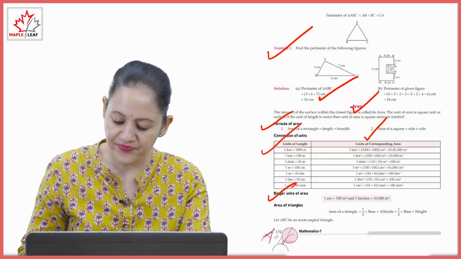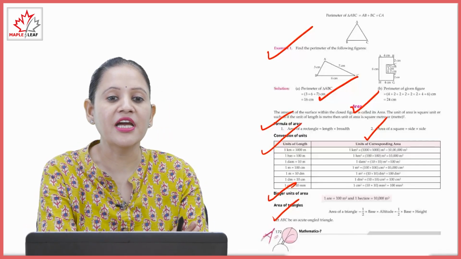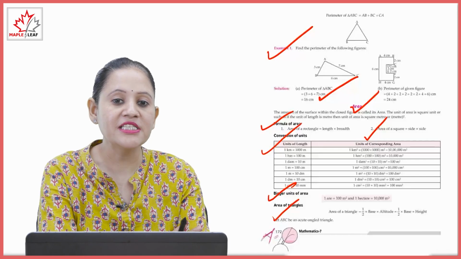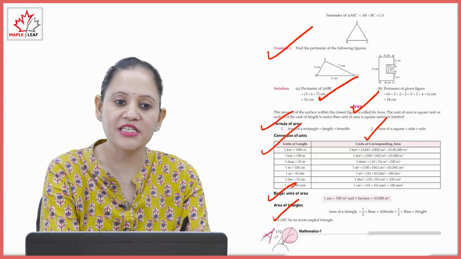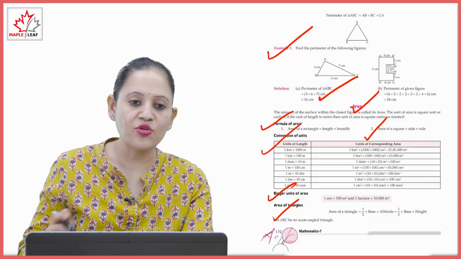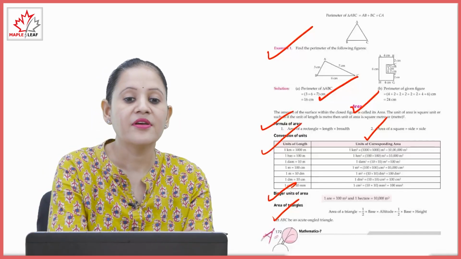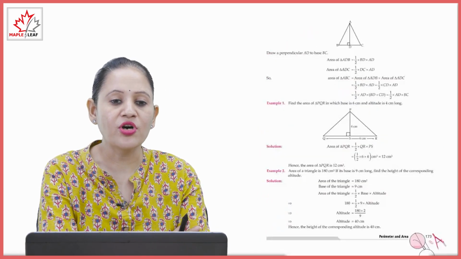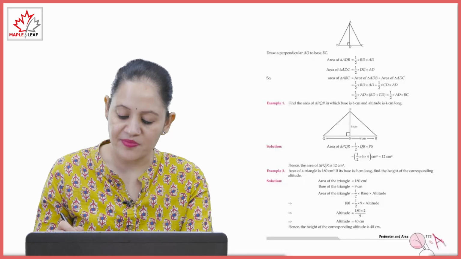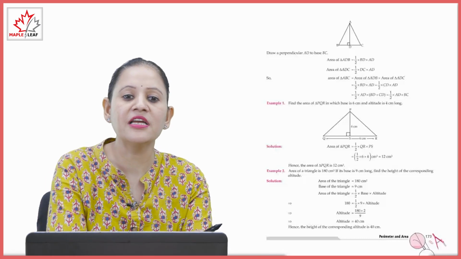Area of triangle. Area of triangle is 1 by 2 base into altitude, 1 by 2 base into height. Let A be an acute angle triangle. So we will draw the perpendicular AD to the base BC. AD एक perpendicular खींचेंगे base BC पे.